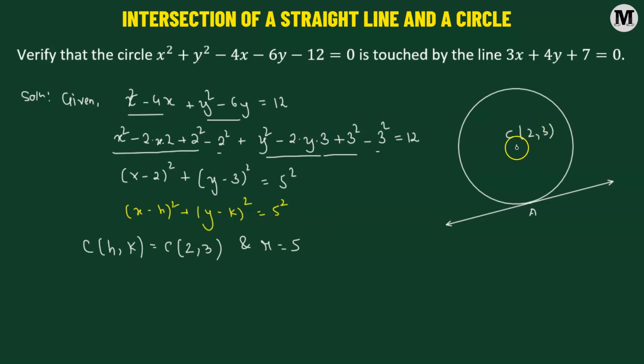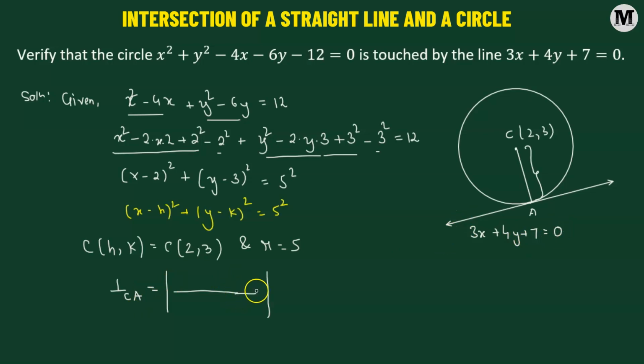Let's join point C and point A with a straight line. Now we'll try to find this length CA. So CA here is the distance of the point C from the straight line 3x plus 4y plus 7 equals 0. So let's find the perpendicular length CA. This will be equal to, we'll take the absolute value, the line 3x plus 4y plus 7 equals 0. We use the perpendicular length formula.